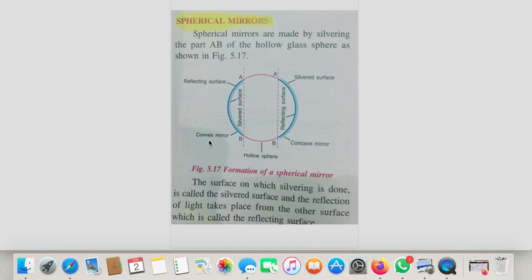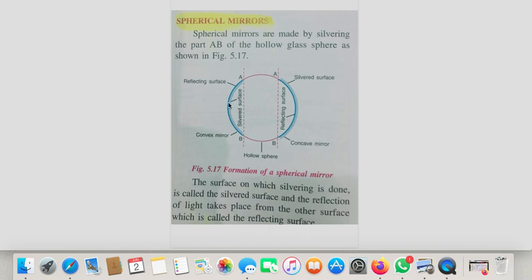we call such a spherical mirror a convex mirror. So we can conclude: first, what is a silvered surface? The surface on which silvering is done. We show the polished surface by drawing these kinds of lines, the way we did for a plane mirror. Now, which surface is called the reflecting surface? The reflection of light takes place from the other surface. Because one surface is silvered, the other surface, on which the light rays strike, is termed the reflecting surface.